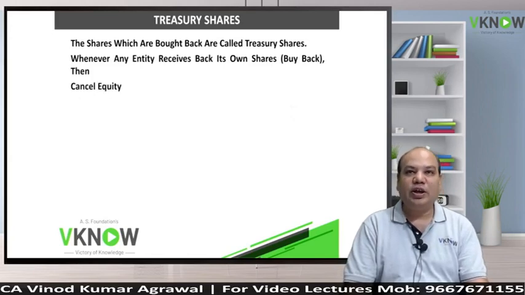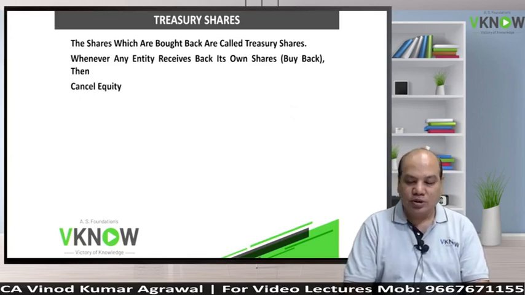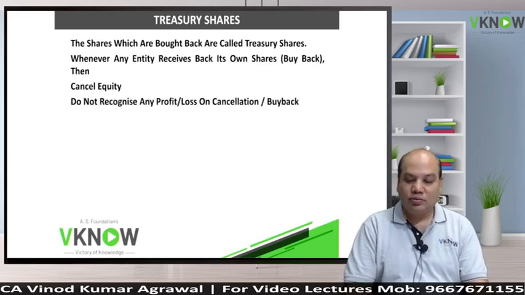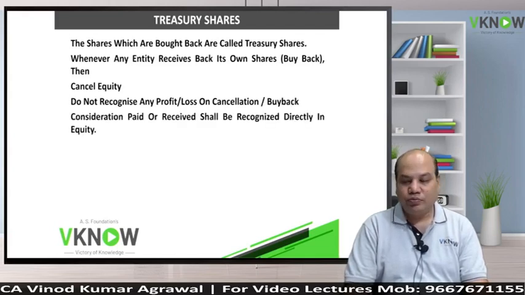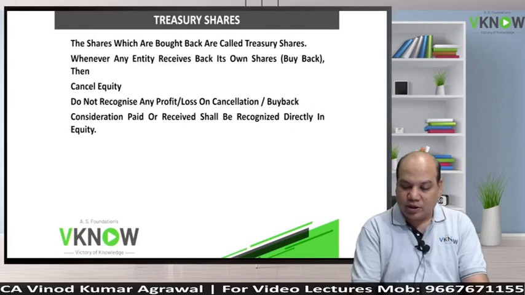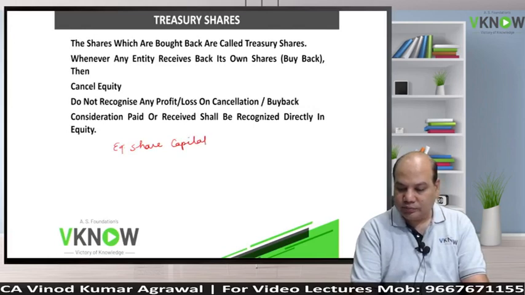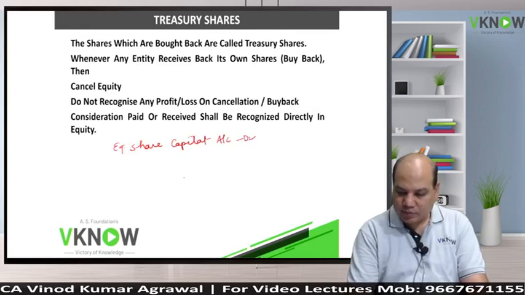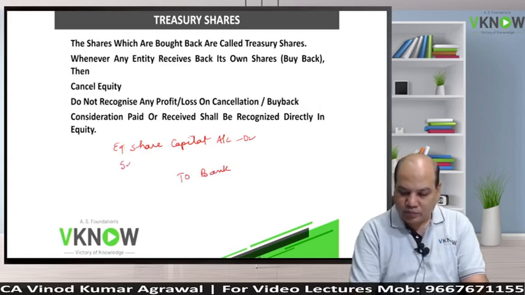So what is the accounting entry for buying back your own share? You will cancel the equity, but you do not recognize the profit or loss in P&L account. Rather, you will recognize the profit and loss in any component of equity. So the effect of buyback in our country is, you can write if you want, equity share capital account debit, and you will write to bank whatever payment you have made. Difference, if any, you can adjust in securities premium or any free reserve.